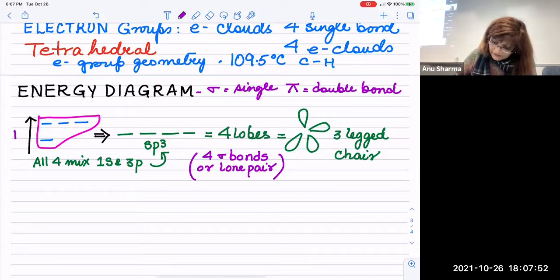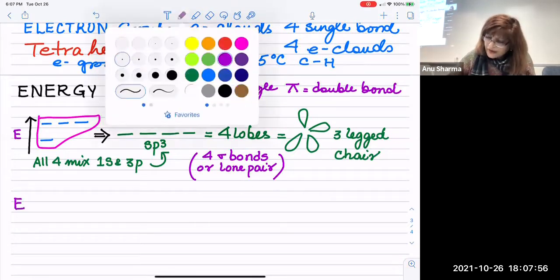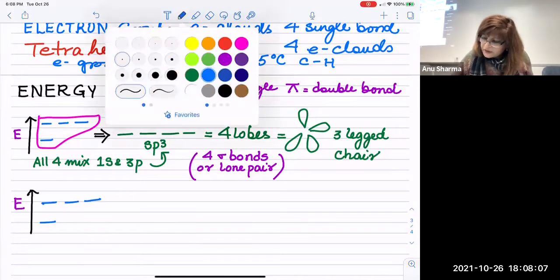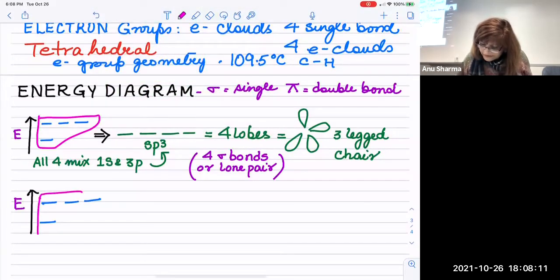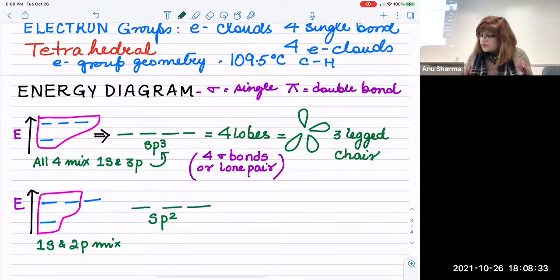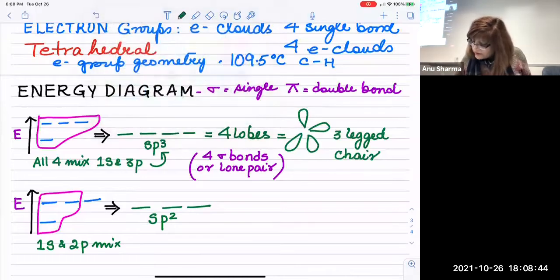Next is the second type of hybridization. Here, only two of the Ps and one of the S are mixing. So one S and two Ps are mixing. When they mix, what are they going to form? They're going to form sp2, because two of the Ps mix, 1, 2, 3. So we only see three hybridized orbitals in a lower energy state. So three lobes, right?